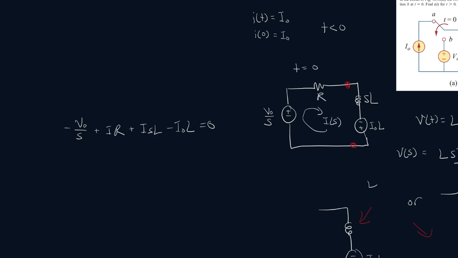Okay, now we're going to factor out this I. So VO of S minus VO of S minus IO of L is equal to 0. Okay, so next thing, we're going to bring both of these to the other side. So it'll just be equal to VO of S plus IO of L. Divide everything by R plus SL.